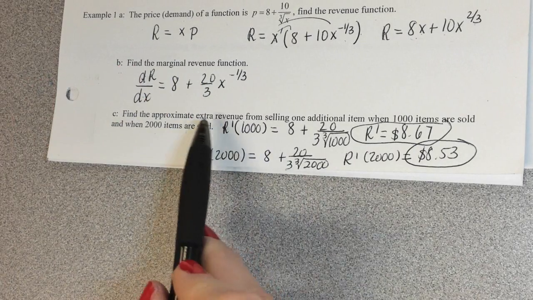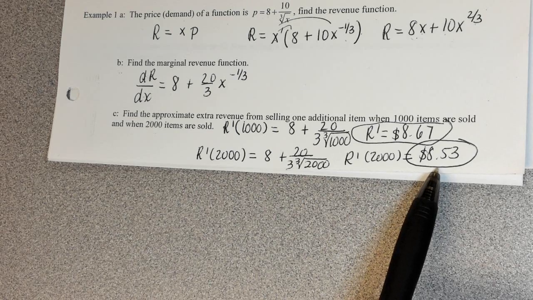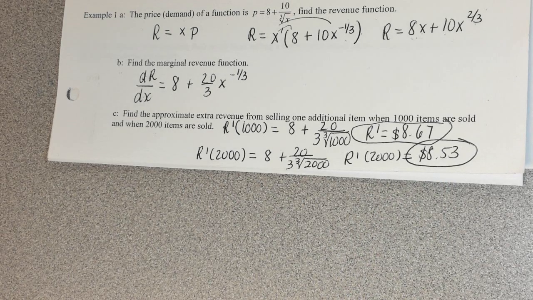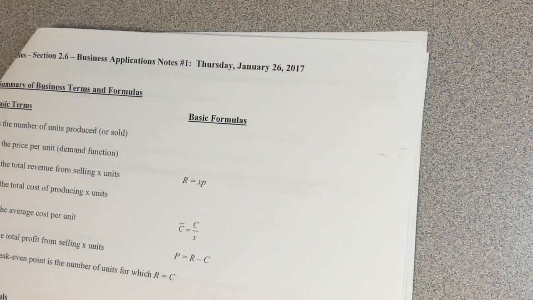Okay? So if we go from 2,000 to 2,001, that's how much more money we're going to bring in. It's not profit, it's revenue. Revenue is just the money that we bring in, not even thinking about what the cost is. All right, let's keep going.